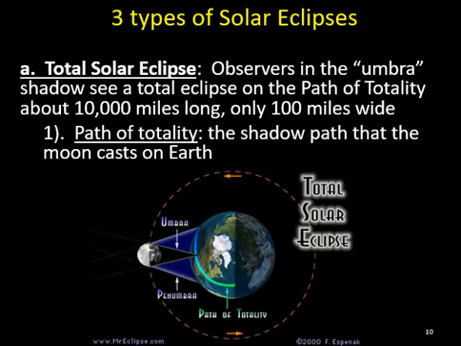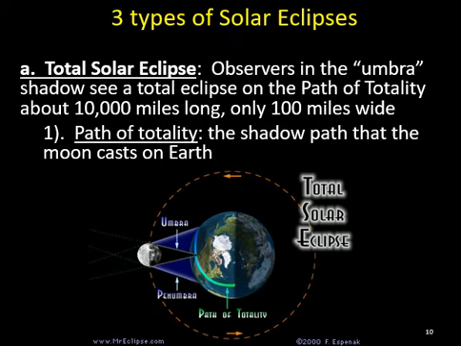Let's start with a total solar eclipse. A total solar eclipse is when observers in the umbra shadow see a total eclipse on the path of totality, which is about 10,000 miles long and only 100 miles wide. The path of totality is the shadow path that the moon casts on the Earth. Go ahead and pause me, and when you're all ready, we'll continue.